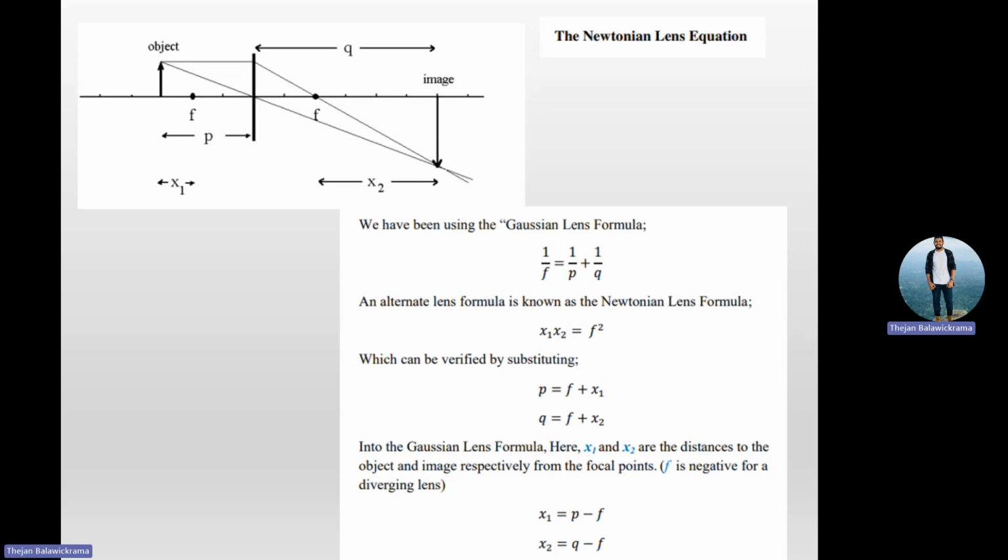F is negative for a diverging lens. What is a diverging lens? Diverging lens, negative lens. Again, we'll use, right?